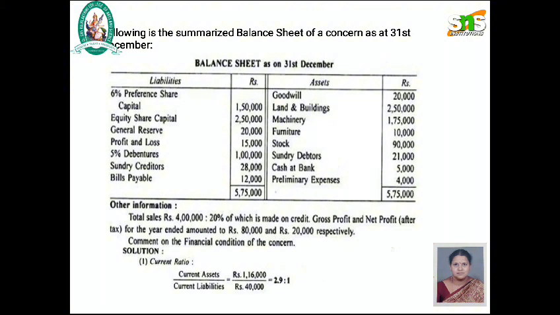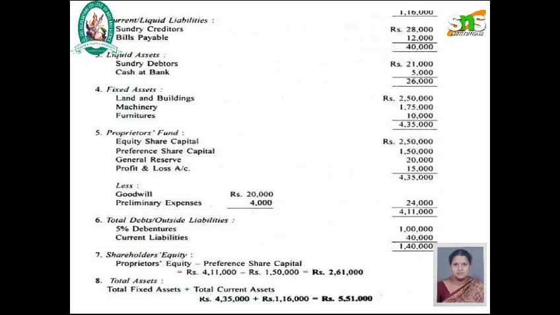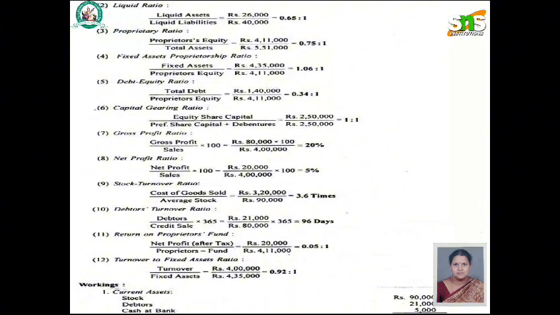So current ratio equals current assets by current liabilities. 1,16,000 divided by 40,000 will give 2.9:1. Next is liquid ratio, liquid assets by liquid liabilities. So it is 0.65:1. Proprietary ratio, proprietary fund by total assets, 4,11,000 divided by 5,51,000, that is 0.75:1. Fixed asset proprietorship ratio, fixed assets by proprietary equity, 4,35,000 divided by 4,11,000, 1.06:1.